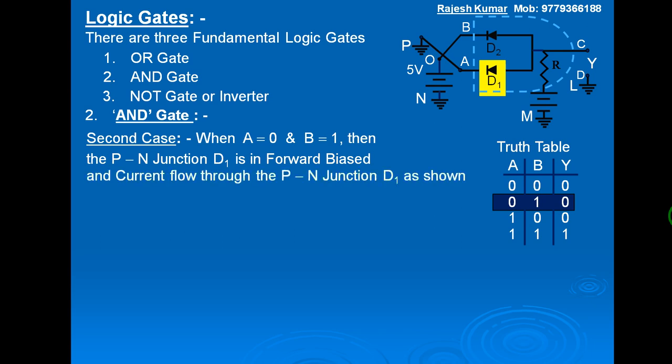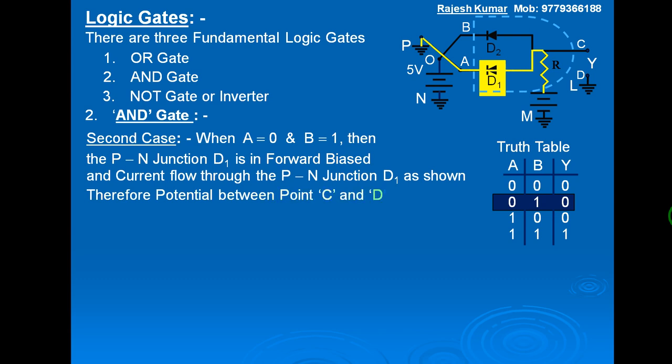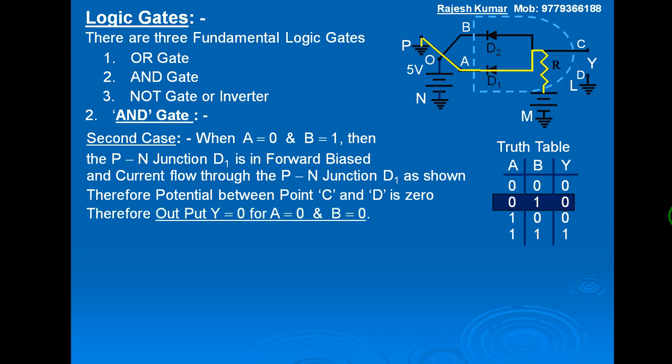And current flows through the PN junction D1 as shown. See this, current is flowing through PN junction D1. Therefore, the potential difference between point C and D is again 0. Therefore, output Y is equal to 0 for A equal to 0 and B equal to 1. This is the second case. We have proved if A is 0, B is 0, and if A is 0, B is 1, then Y is 0.